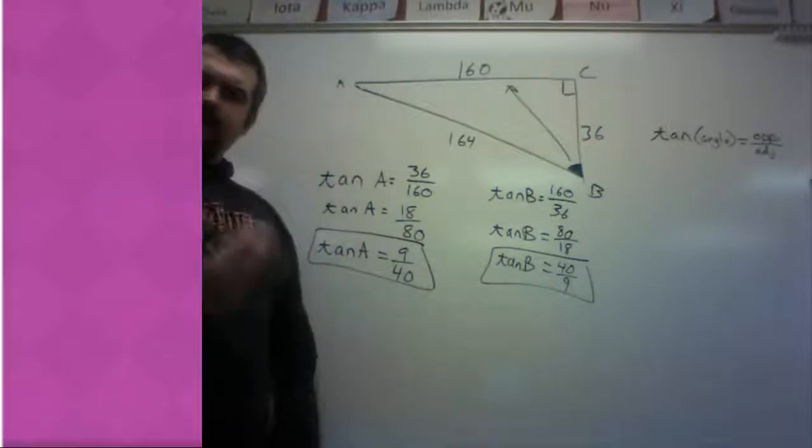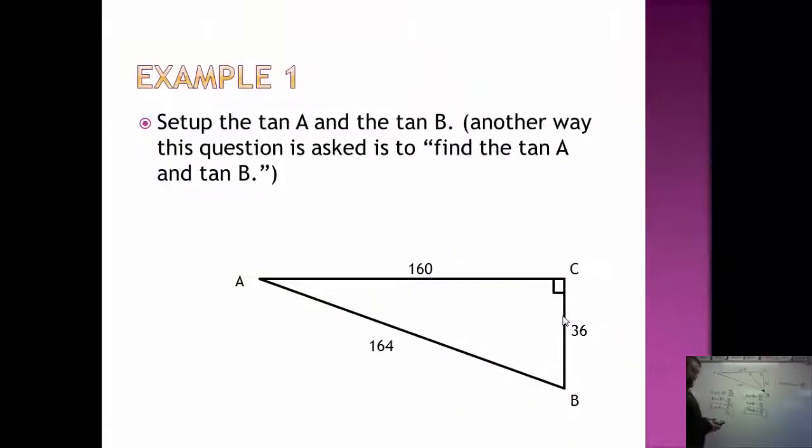Unless they say round to the 4th decimal place, which in this case, then all you do is take 9 divided by 40, and I get 0.225. And I put 0.225 as my answer. Now if I would do the other one over there, 40 divided by 9, I would get 4.4444. And if they wanted just the 4th decimal place, I'd stop there, 4.444. All right?